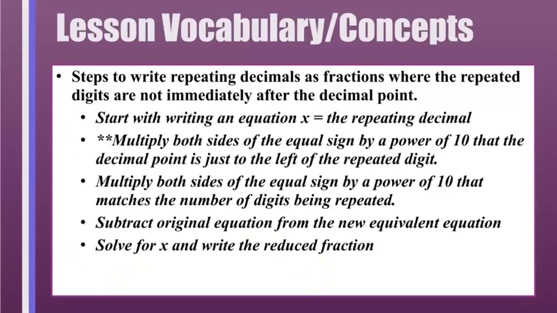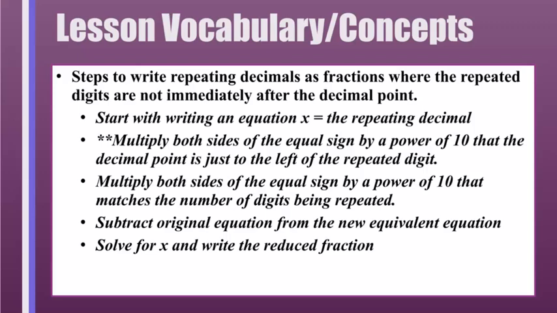Next, these are steps to write repeating decimals as fractions where the repeated digits are not immediately after the decimal point. So the first step is going to be the same. You're still going to write the equation x equals the repeating decimal, but the second step is a little bit different. So here you're going to multiply both sides of the equal sign by a power of 10 so that the decimal point is just to the left of the repeating digits. Then we're going to multiply both sides of the equal sign by a power of 10 that matches the number of digits being repeated.